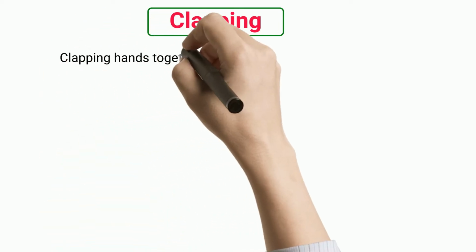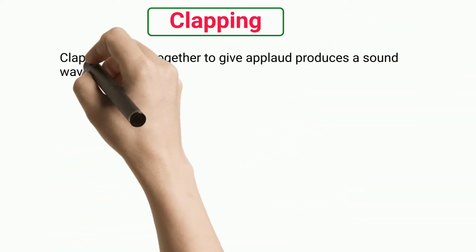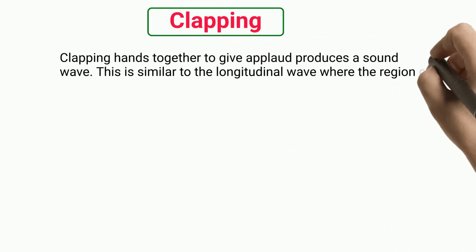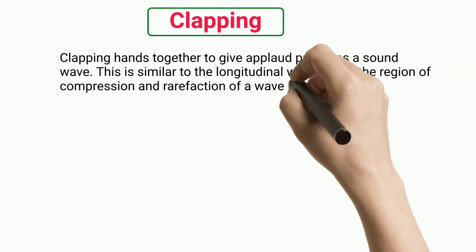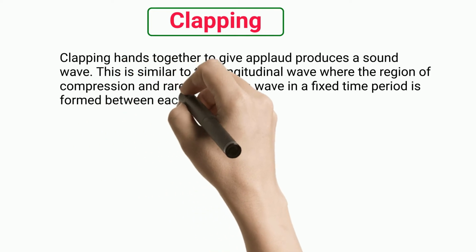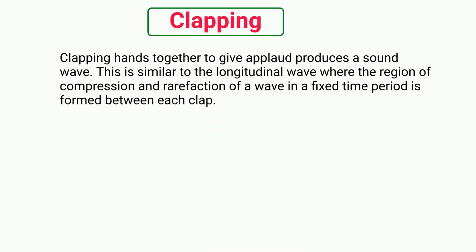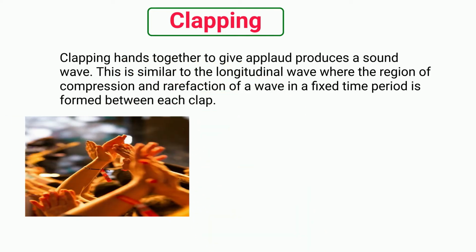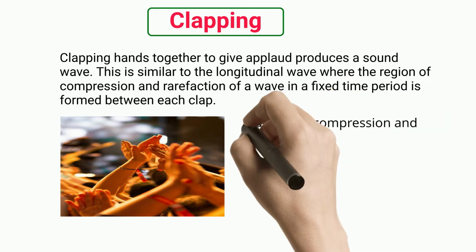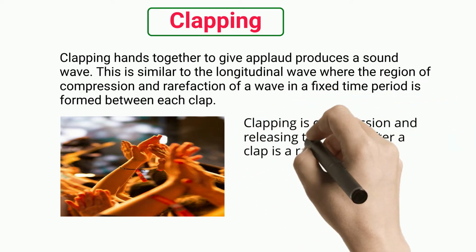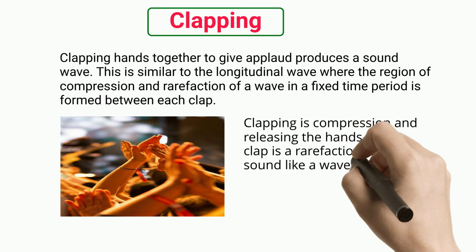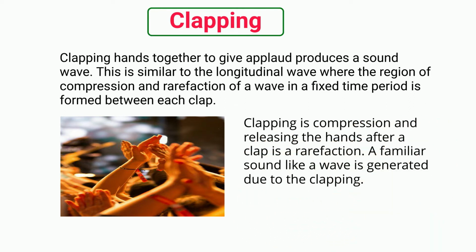Clapping. Clapping hands together to give applause produces a sound wave. This is similar to a longitudinal wave, where the region of compression and rarefaction of a wave in a fixed time period is formed between each clap. Clapping is compression, and releasing the hands after a clap is rarefaction. A familiar sound like a wave is generated due to the clapping.